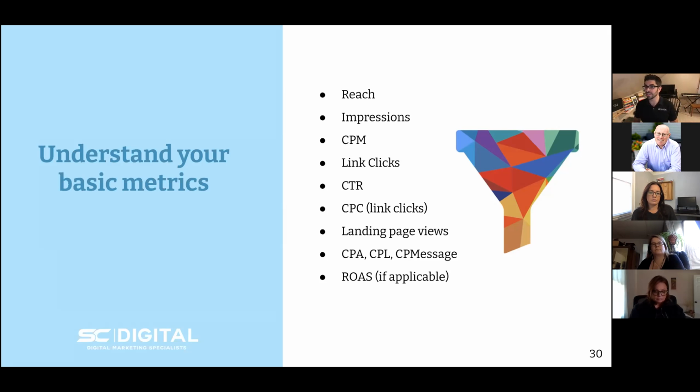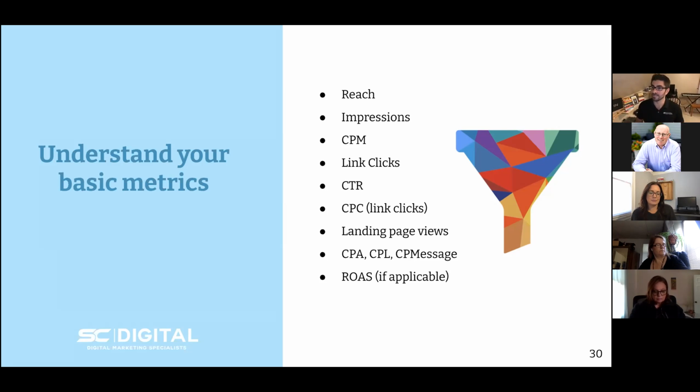CPL would be cost per lead. That's a little easier to track. Facebook knows when you get a lead. And CP message, that's like my own metric, and I can't call it CPM, so I call it CP message. It's cost per message. Because if you're looking for messages as opposed to inbound leads, then you'd want to know how much that's costing you as well.